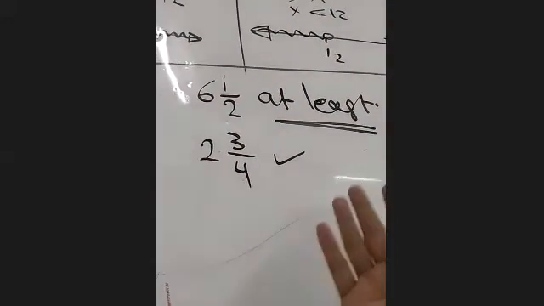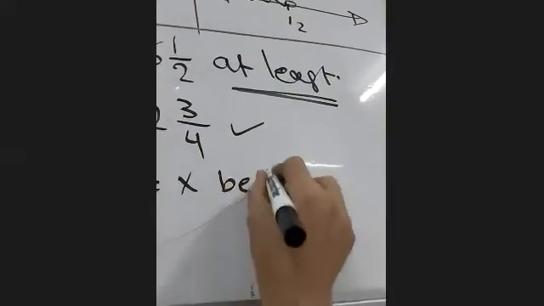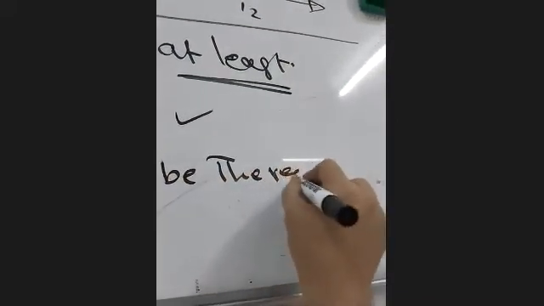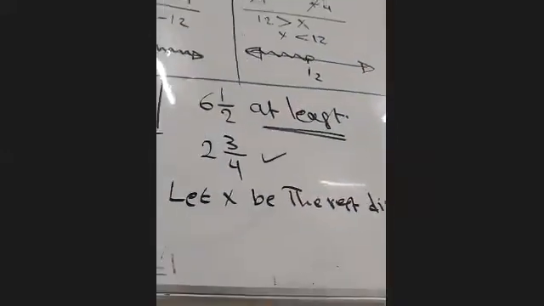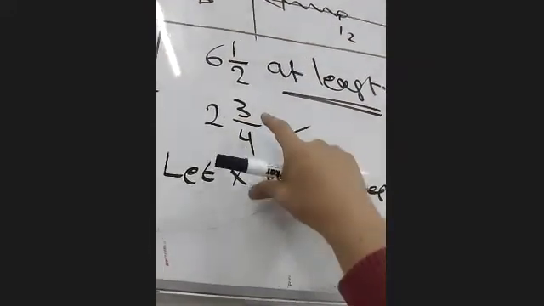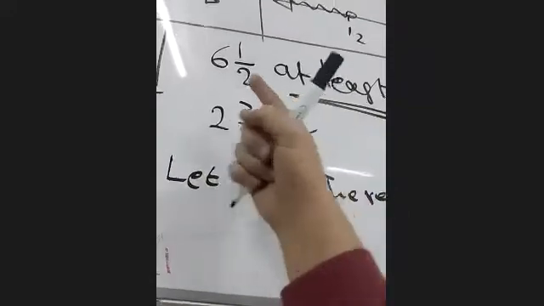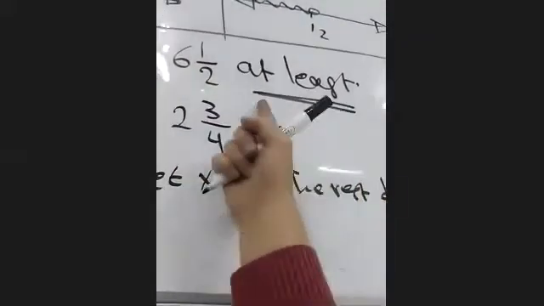So we will give a variable. We will say let x be the rest distance, right? Now x and 3/4, these two should be more than 6.5 or less than or equal to 6.5 with the words at least. At least, guys, we will go to the table. We have a table on the first page here. If you remember, I told you to memorize them.